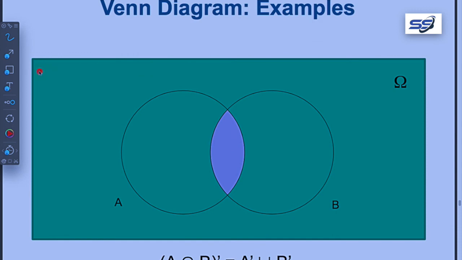Venn diagram example. This green box, the total rectangular box, is the universal set denoted as omega, the first circle A, the second circle B, and the intersecting part of both circles is A intersection B. Now given here A intersection B complement, it means everything outside this intersecting part, leaving this intersecting part, the total is covered, which is equal to A complement union B complement.